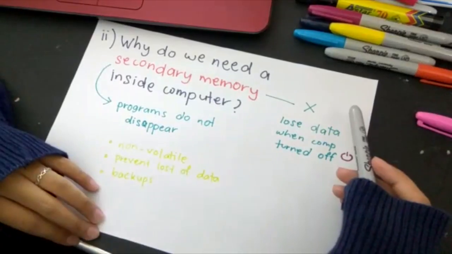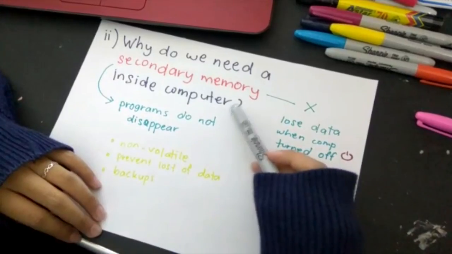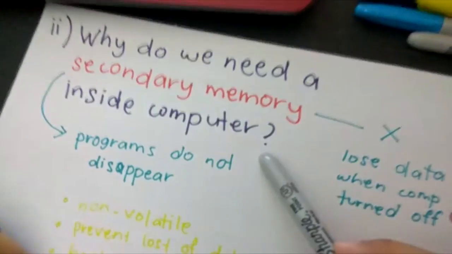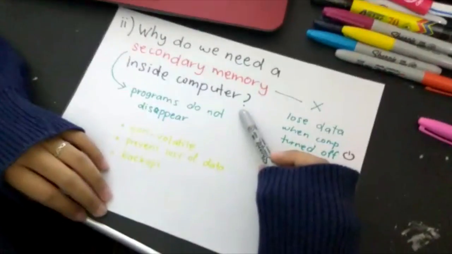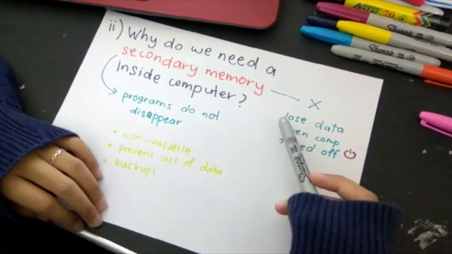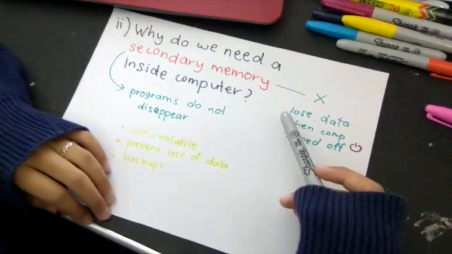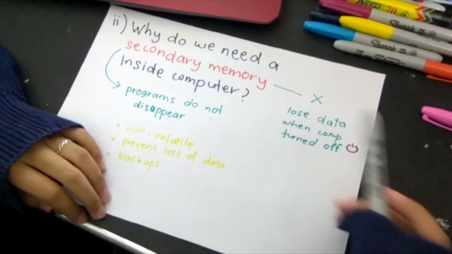So for the second question, it is: why do we need a secondary memory inside the computer? So I am going to tell you all about this secondary memory. We need secondary storage devices to save all our data in original form so that we won't lose it on turning our computer off.